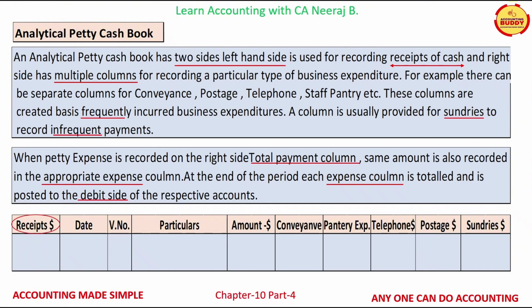In the receipt column, the amount of cash received to meet the petty cash expenses is recorded. The next three columns, date, voucher number and particulars, are common for the receipt and the petty cash expense payments. The amount of petty cash actually paid for each expense transaction is recorded under the amount column. Then we have expense head columns for all the frequently incurred business expenses such as conveyance, pantry expenses, telephone expenses, postage expenses, and one column for sundry expenses. These expense columns vary from business to business.